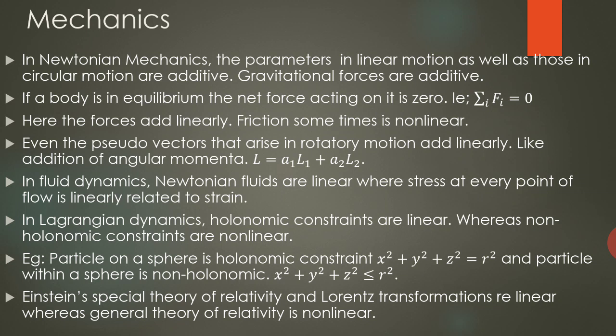In Lagrangian dynamics, holonomic constraints are linear and non-holonomic constraints are non-linear. If a particle is on a sphere, the corresponding holonomic constraint is x square plus y square plus z square is equal to r square, whereas the constraint for a particle within a sphere is non-holonomic. It can be represented as x square plus y square plus z square is less than or equal to r square. And Einstein's special theory of relativity and Lorentz transformations are all linear, whereas the general theory of relativity is non-linear.